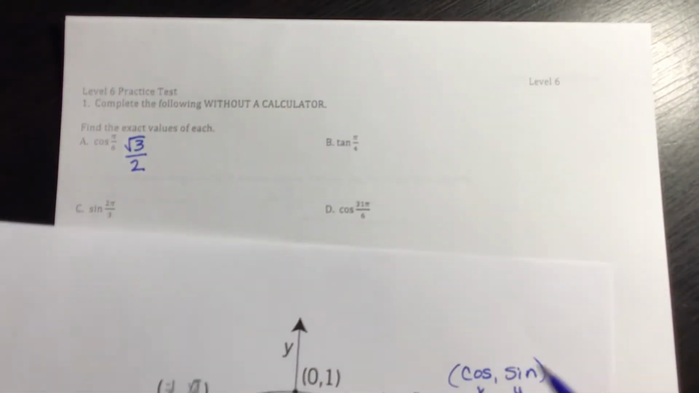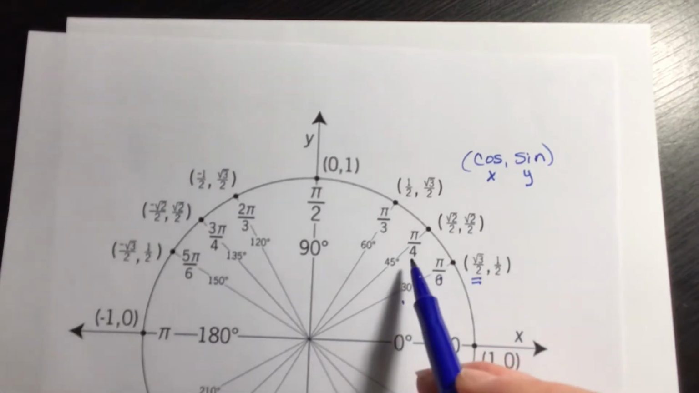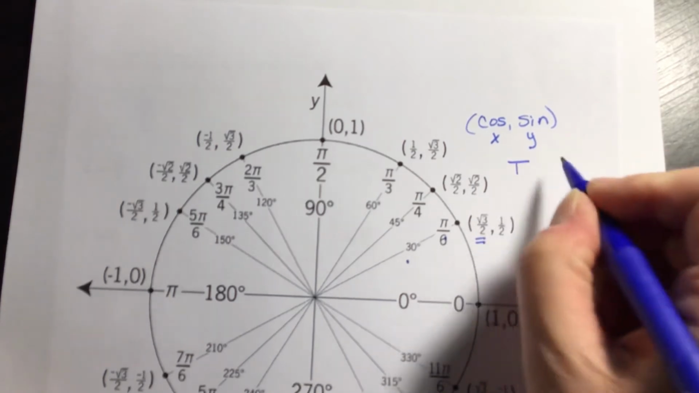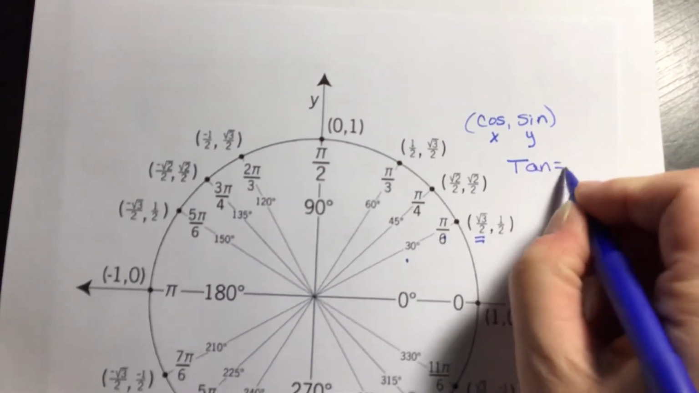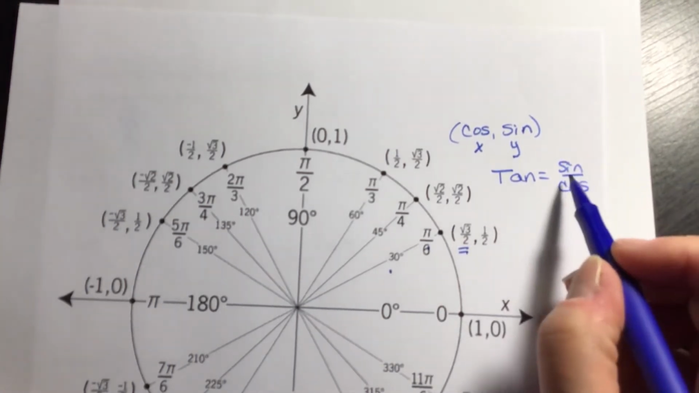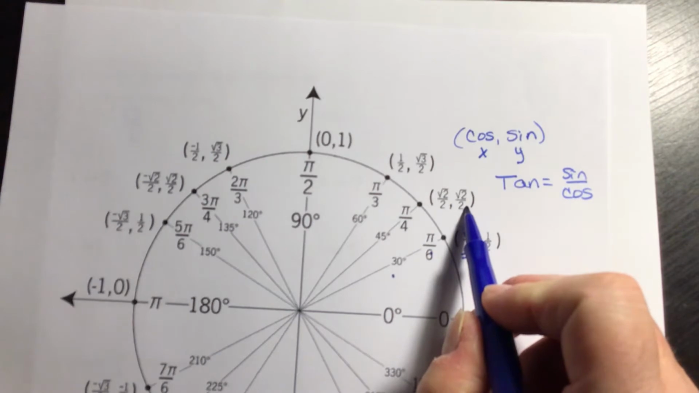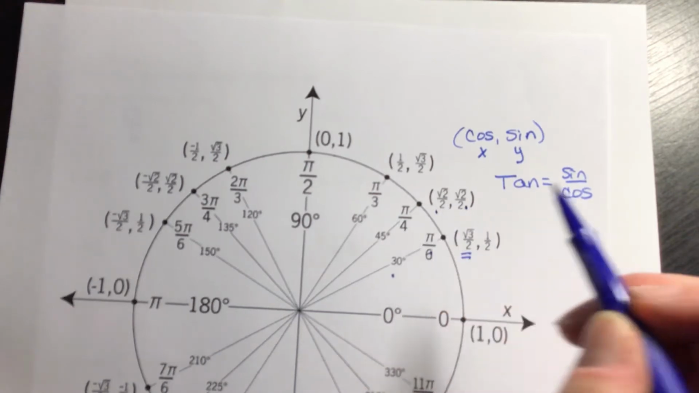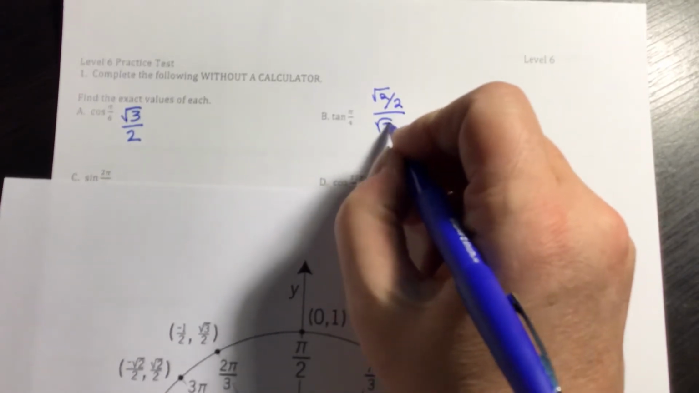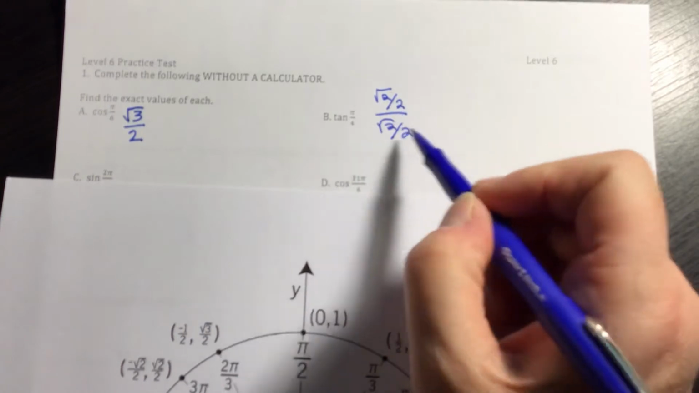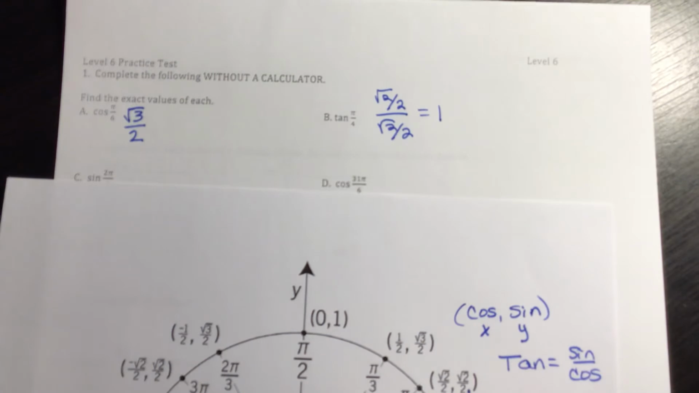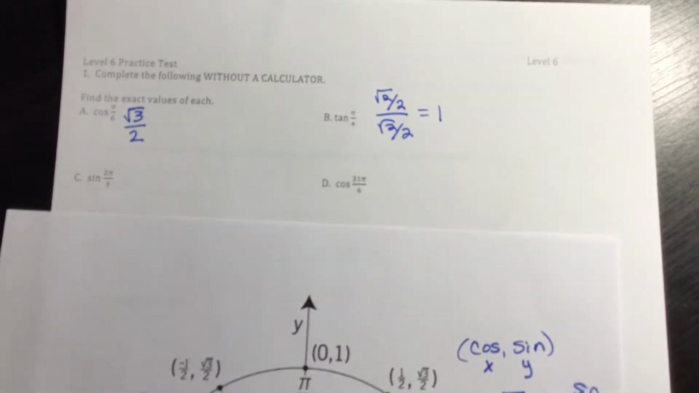Then I have tangent of pi over 4. So pi over 4 is right here. Tangent, and that's another thing we should have written down, tangent is sine over cosine. Okay, so the sine value is square root of 2 over 2. The cosine value is also square root of 2 over 2. Now, whenever I'm dividing a number by the exact same value, I'm going to get 1. So tangent of pi over 4 is 1.